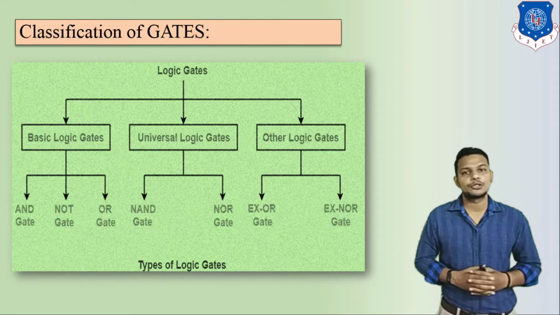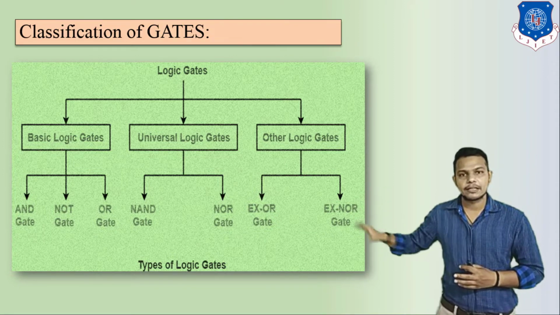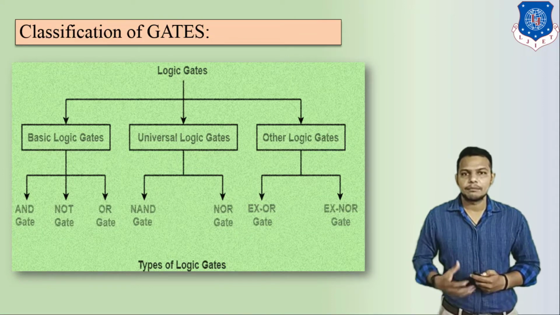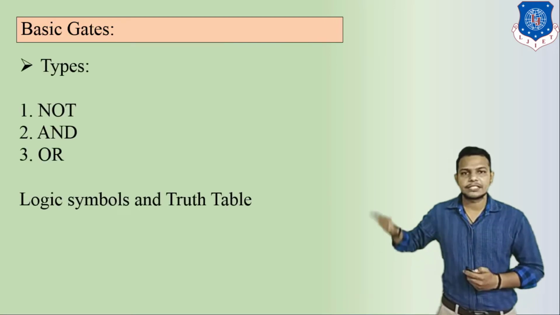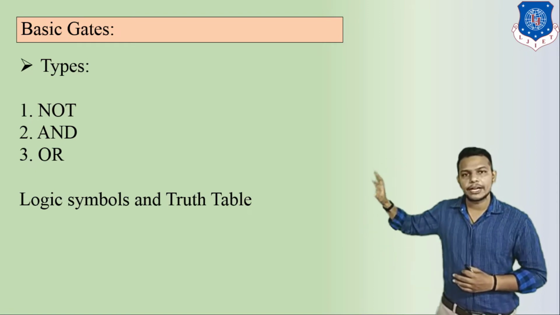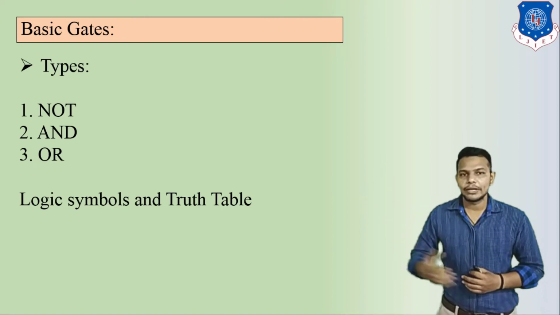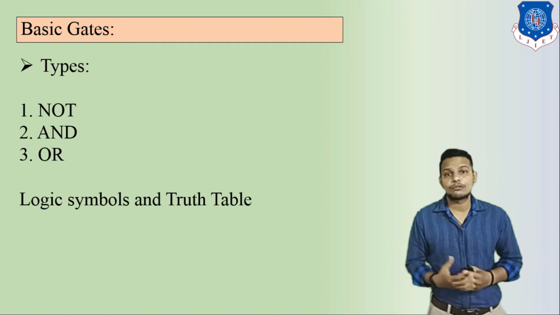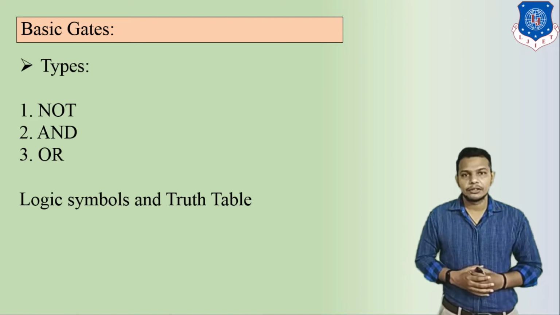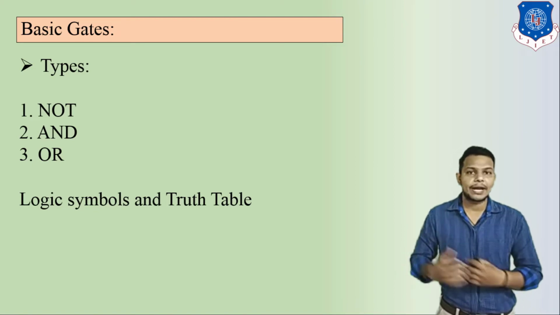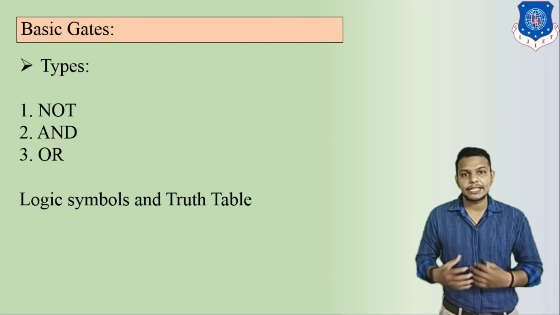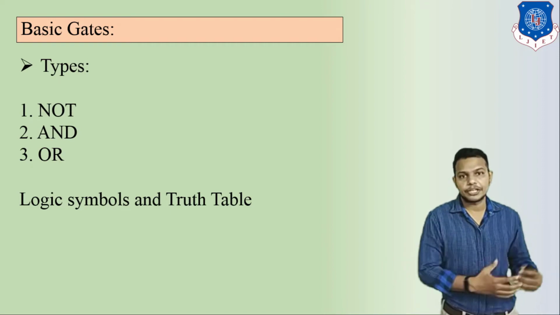So in this lecture we are going to discuss these gates' operation, Boolean expression, along with the truth table. So let us start with basic gates. Basic gates are divided into three parts: NOT, AND, OR. We are going to discuss their Boolean expressions and truth tables. First we have to understand what a Boolean expression is. A Boolean expression is a mathematical equation which gives the relationship between input and output. Through this Boolean expression we can derive the truth table.